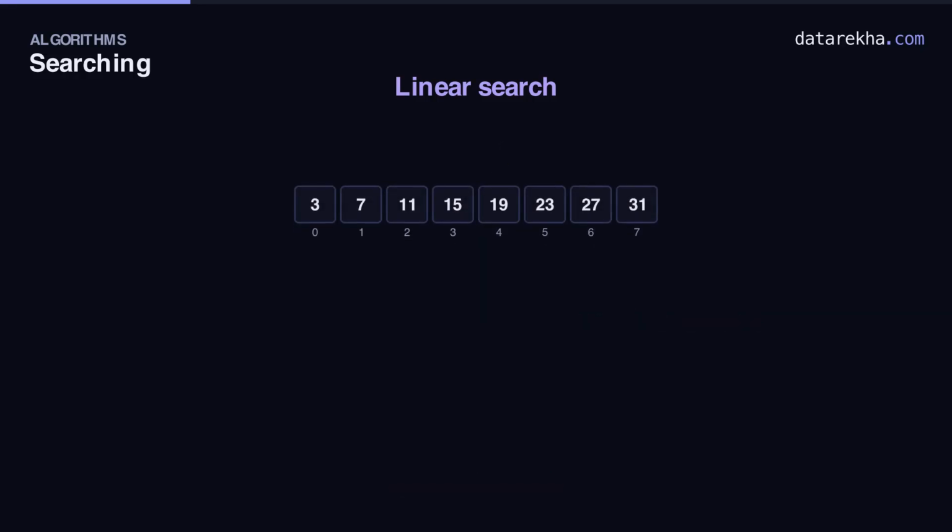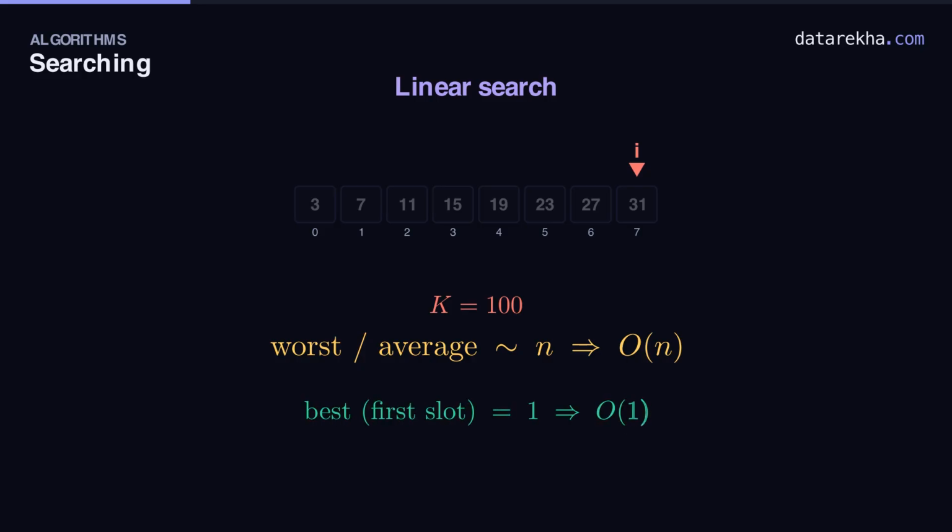Now the worst case. Suppose the key is 100, not in the array at all. Then we are forced to check every last box before we can be sure it is missing. All 8 comparisons. So for a list of length n, the worst case is n comparisons. And on average about half of n. Both grow straight in line with n. We write that as order n. The one bright spot: if you get lucky and the key sits first, it is a single check. Order 1.